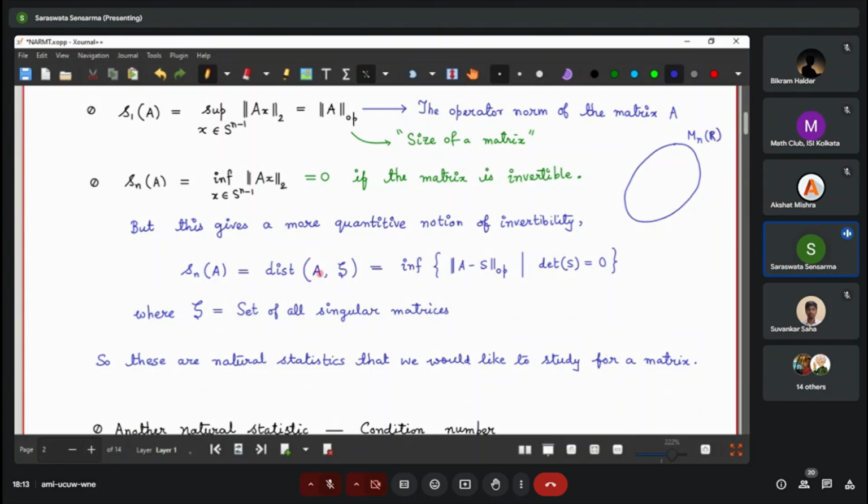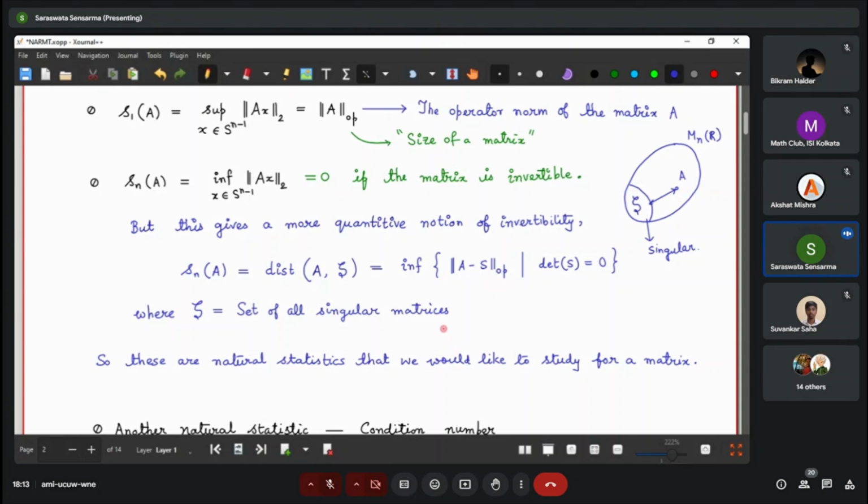If we look at the set of n cross n matrices over R, and we look at this set S, S is the set of all singular matrices. Then for any invertible matrix A, the smallest singular value of A is precisely the distance between this set and this matrix. So it is the infimum in the operator norm of A minus S, such that determinant of S is 0, that is, S is in the script S, the set of all singular matrices.